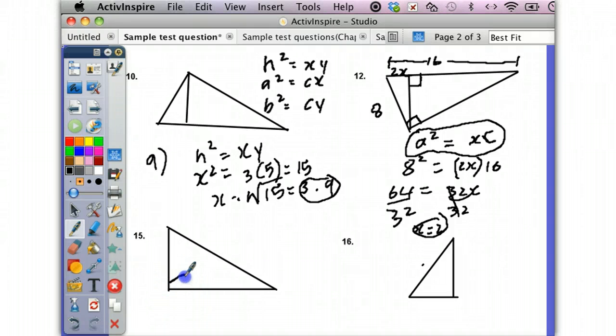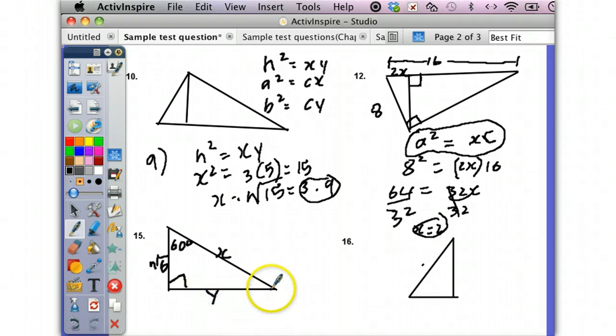We have a right triangle here. 60 degrees is right here, and this is root 6 right here. So really, what are we finding here again? The hypotenuse, which is x. Anything else? And the bottom is y. Okay.